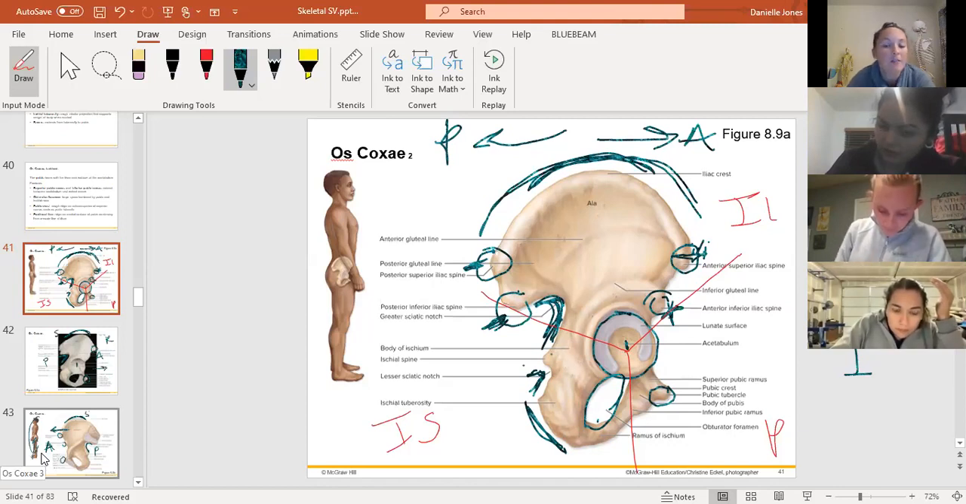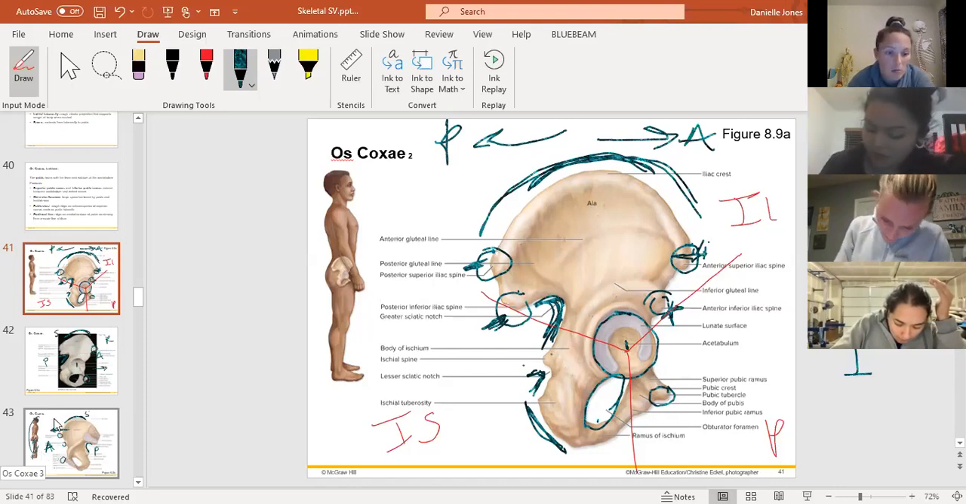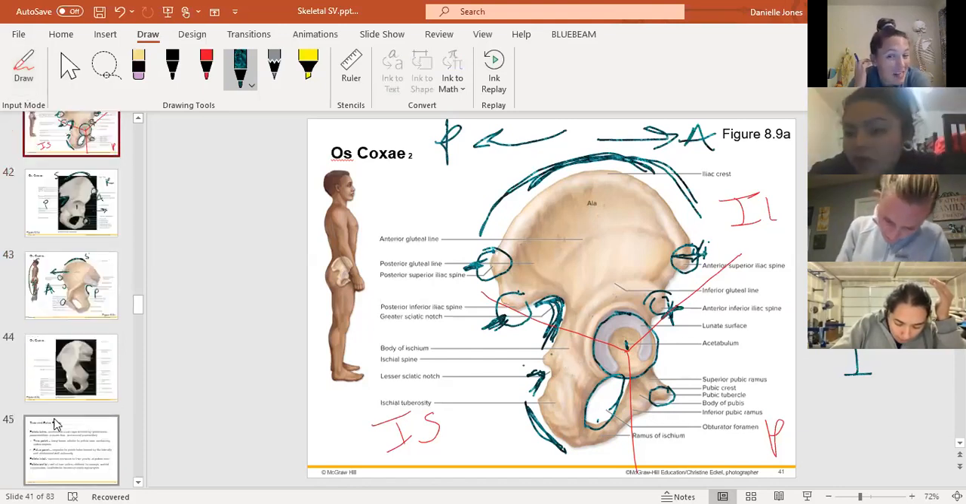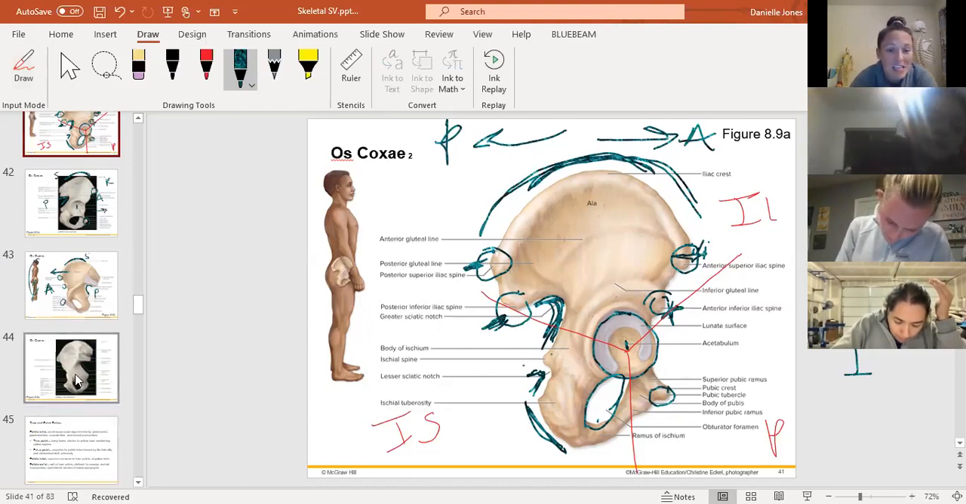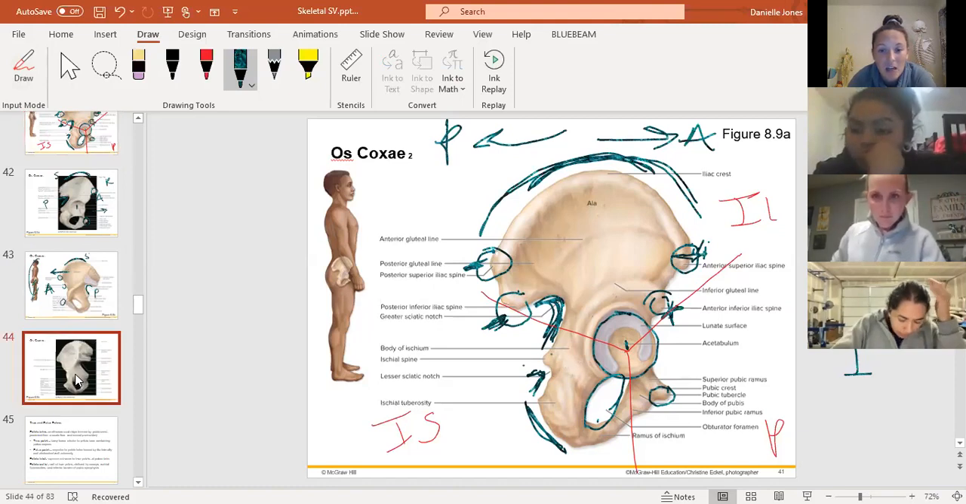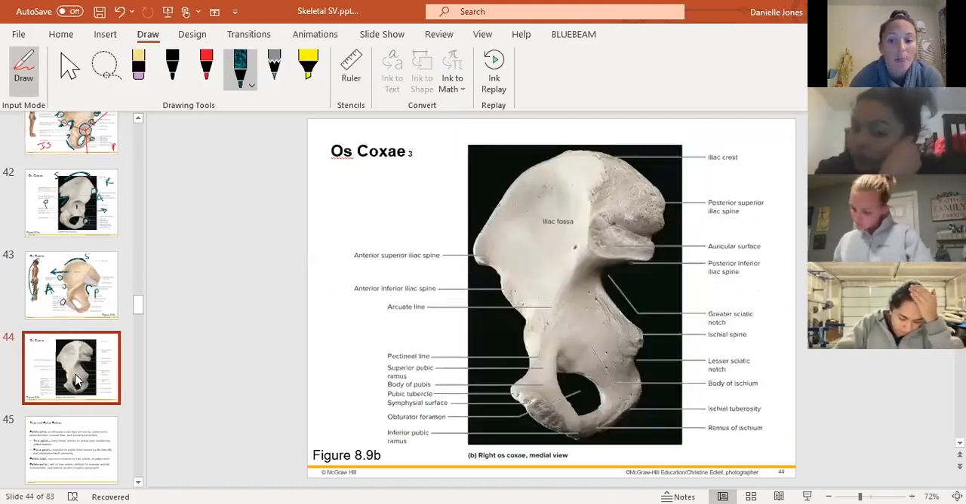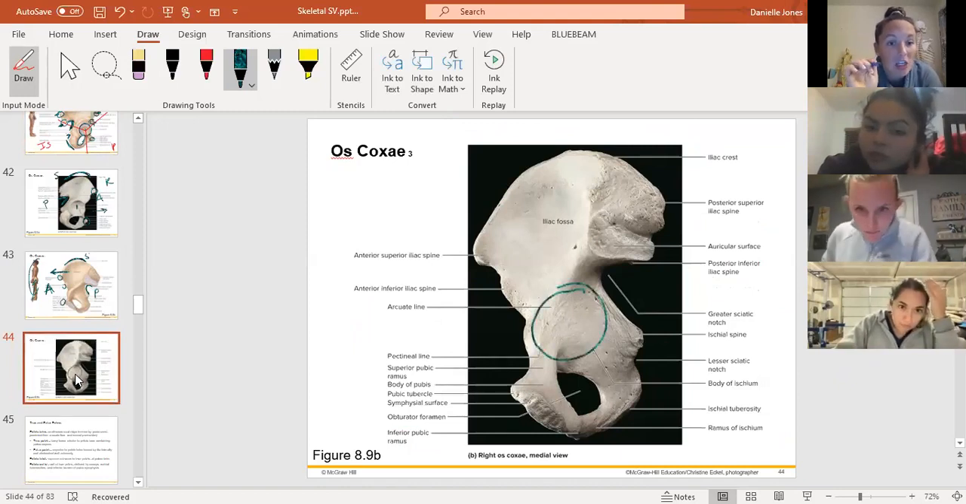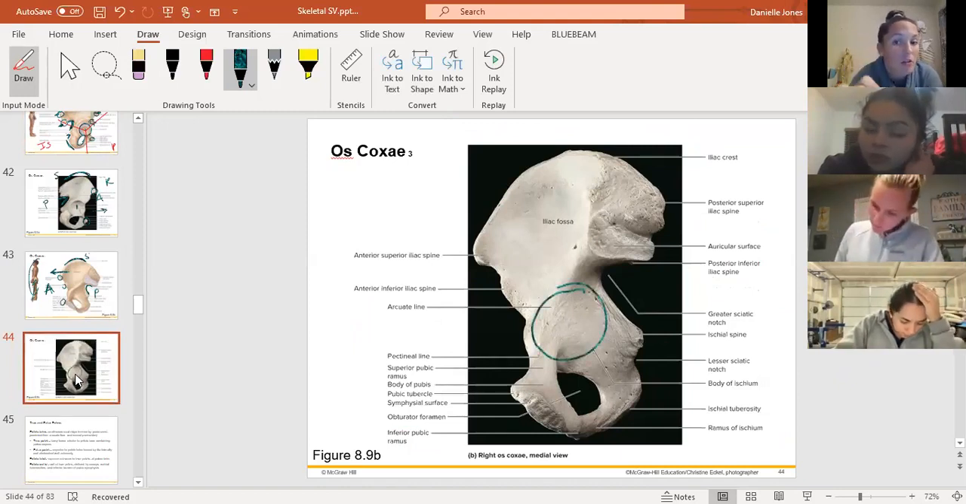Now you can basically follow the exact same thing on the medial view. Just for time's sake, I'm not going to go through it, but on the medial view, you can see the exact same thing, okay? The one thing that you want to make sure, there is no acetabulum right here. So that's telling you this is not the lateral view, this is the medial view instead.